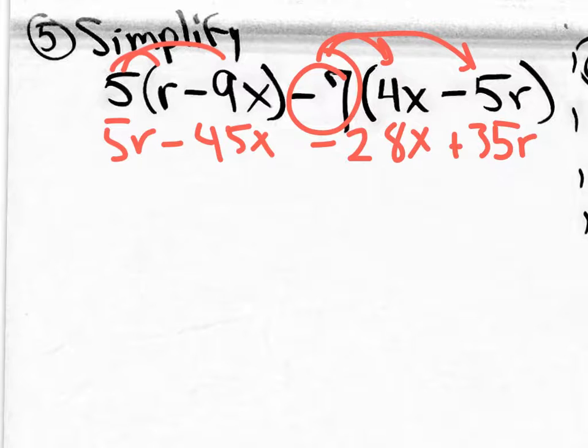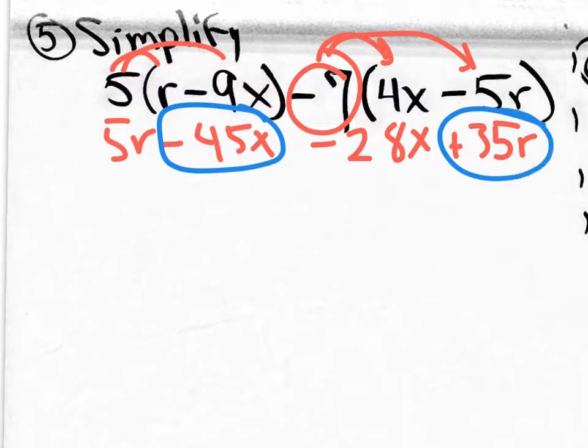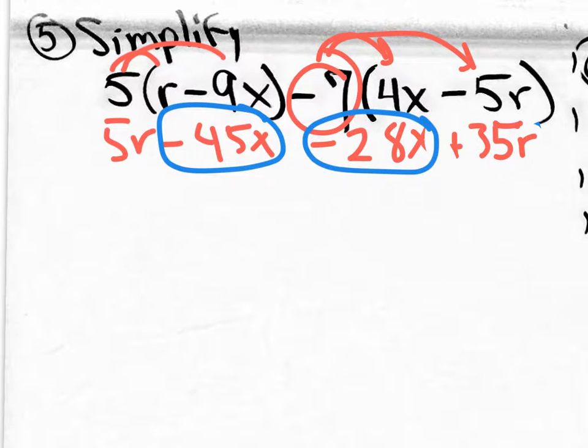The x with the x. So I have negative 45x plus 35x. And what do we end up with? Oh, that's not an x. Yeah, do not make that mistake on the quiz tomorrow. The midterm. Anyway, negative 45x combined with the negative 28x.